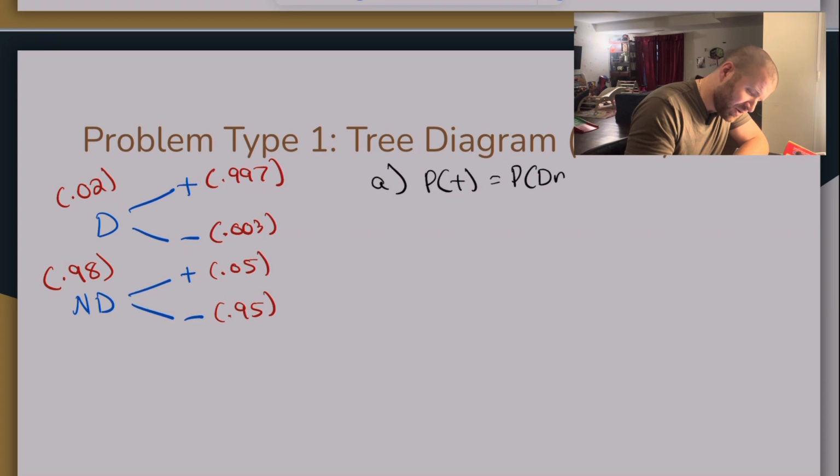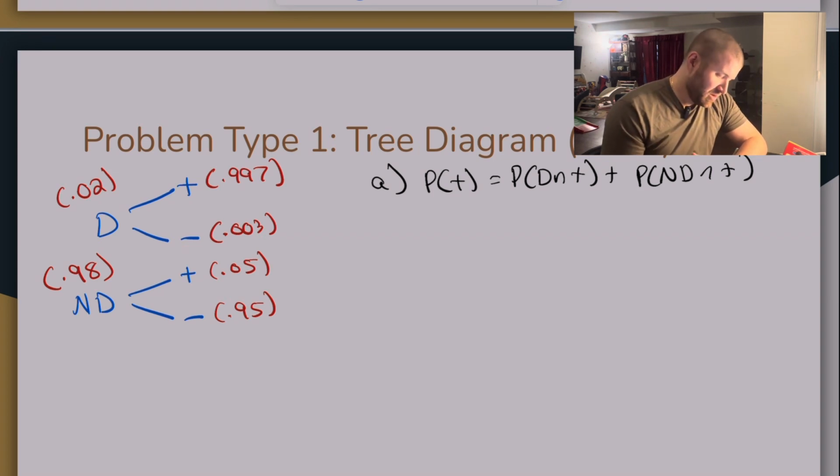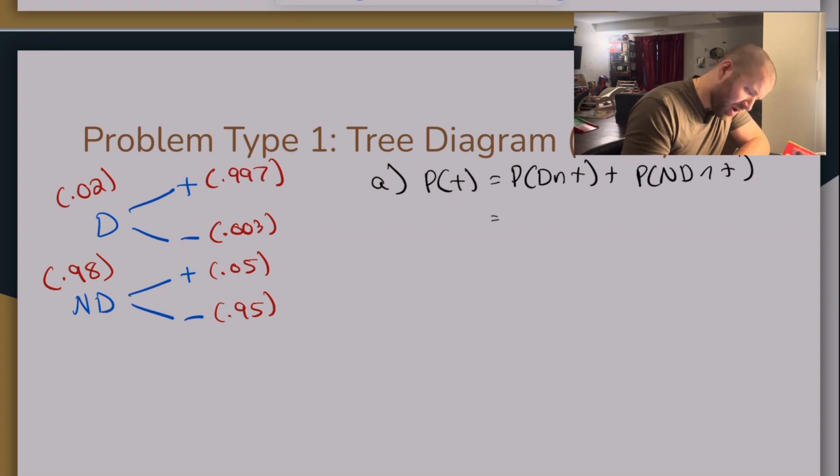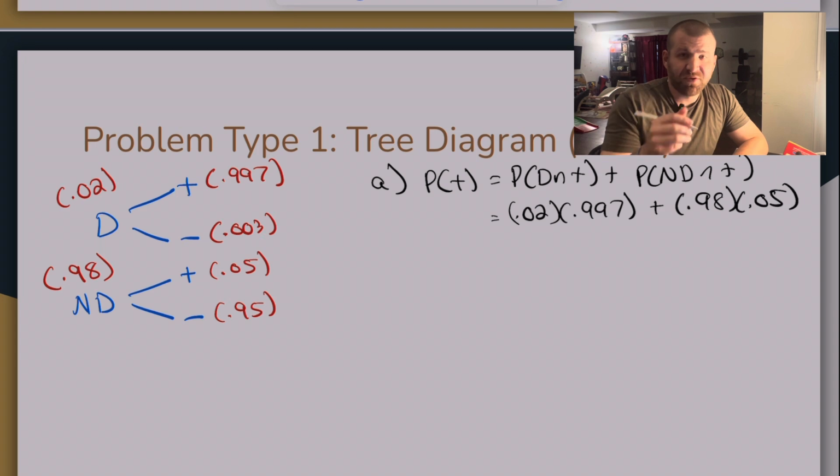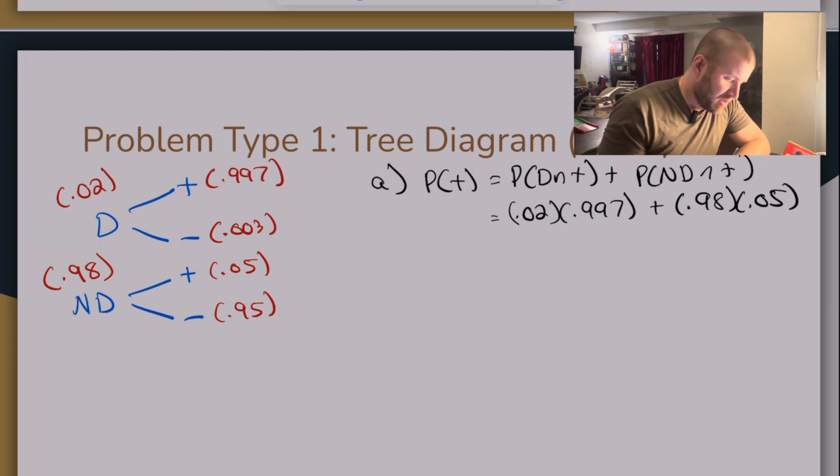Well, that happens two ways. They either have the disease and they test positive, or they don't have the disease and they test positive. So in this case, we've got 0.02 times 0.997 plus 0.98 times 0.05. Now, for the purposes of this question, I have no idea what that answer is, and I'm also not going to find it. But you would use your calculator, you would get that answer. It's going to be a relatively small-ish number.